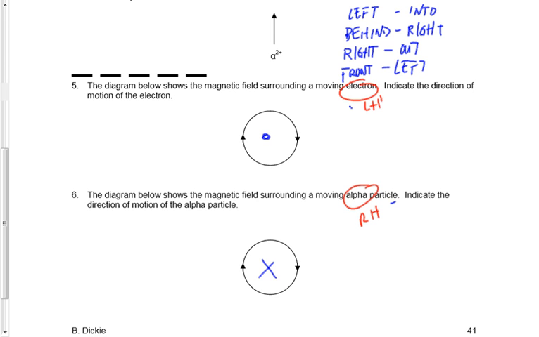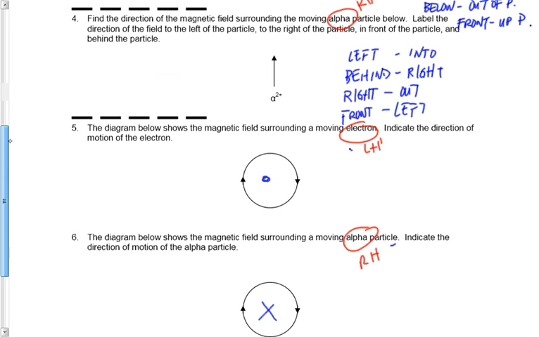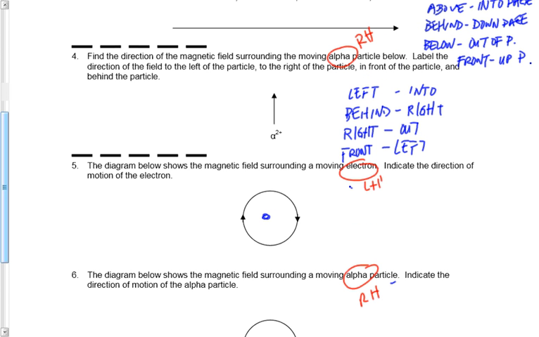Oh, did I do number 4 wrong? Yeah, you're absolutely right. Number 4 is exactly opposite to what I had, because I used the left hand, even though I was careful to write down RH so I wouldn't forget to do that. So number 4 is exactly opposite of that.